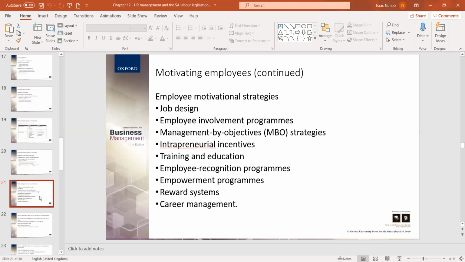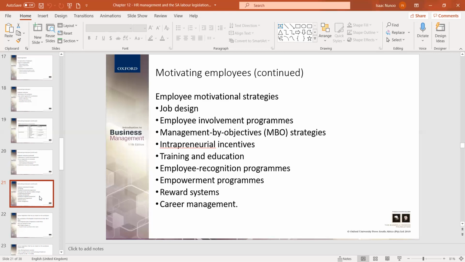Employee recognition programs. These apply when, for instance, the employee has performed beyond average and the company has more profit. You have to give certain job recognition, profit sharing, trophies, or certificates just to motivate them. Then empowerment programs.